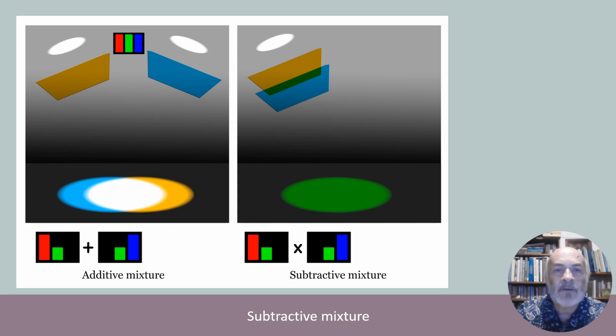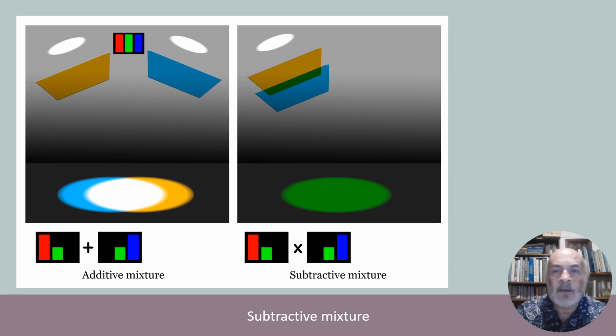This diagram illustrates the essential difference between additive mixture and another process usually called subtractive mixture or mixing. Suppose we have two spotlights that emit light whose long or reddish, middle or greenish, and short or bluish wavelength components are balanced in the ratio that we perceive as white light.